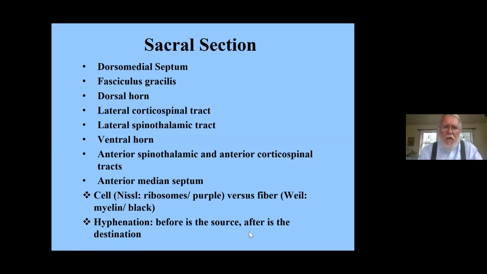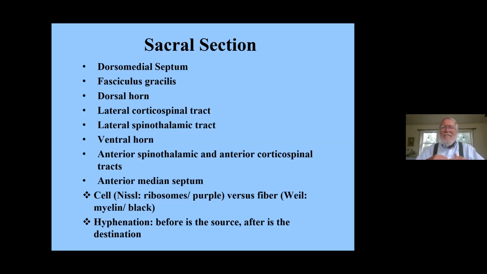And so now what we're going to be doing is covering each of these sections. So the first section that I'm going to be dealing with, of course, is a sacral section. So here are some of the things that we're going to identify here. The dorsomedial septum, the fasciculus gracilis, the dorsal horn, the lateral corticospinal tract, the lateral spinothalamic tract, the ventral horn, then the anterior spinothalamic and anterior corticospinal tracts, and then the anterior median septum.